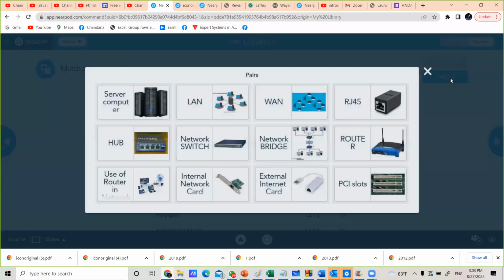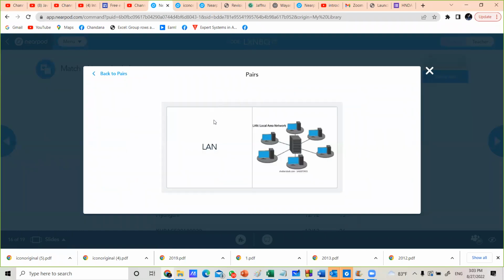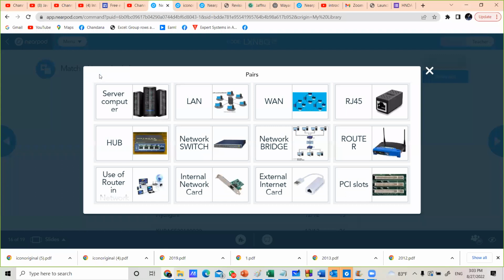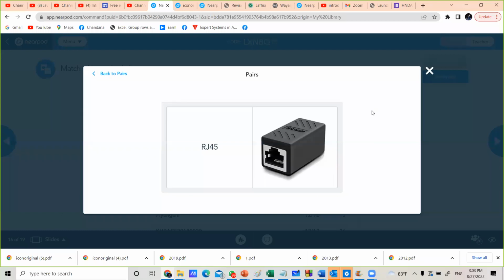Right, here are the answers. Here, computer server, then local area network. The label here is local area network also. By looking at this label, you can straight match this pair. Then wide area network, having a small collection of small networks. Then the RJ45 port is clearly available. Here you have the RJ45 port type.